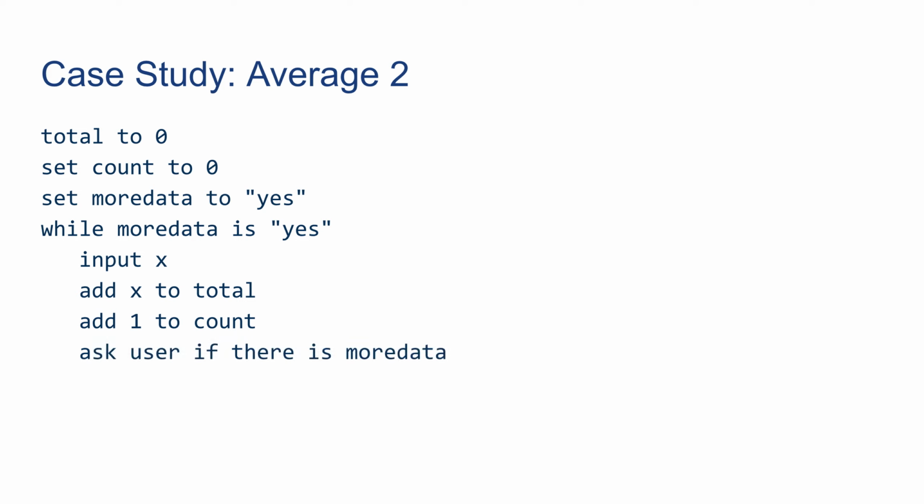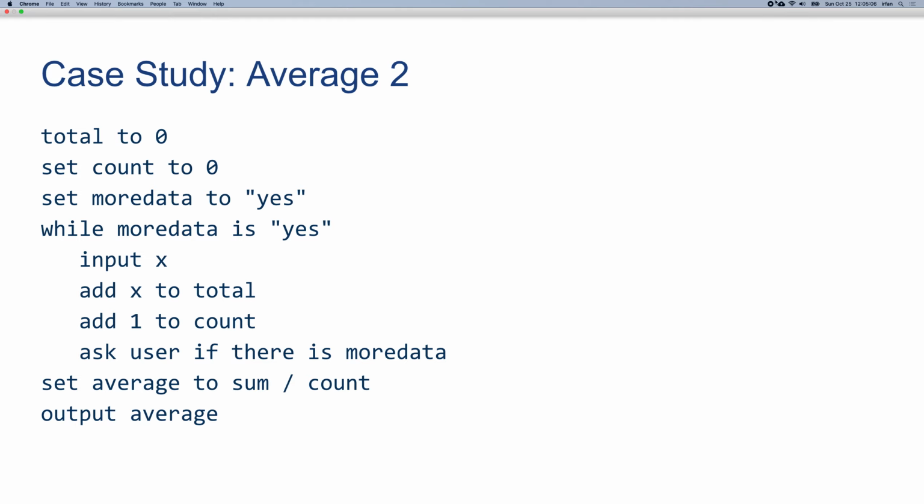As soon as the user says no, or anything other than yes, we can set average to sum divided by count, and then we can print the average. So let's see this in the editor.